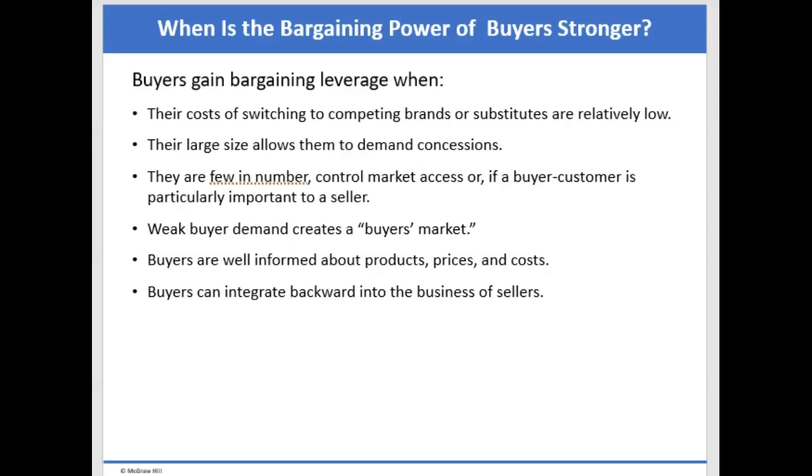All right, you've got to make the change. Even if they're few in number, they can control market access, right? If the buyer, a customer, is particularly important to the seller, then even though they're a small number, they can still control it, right? But what if there's a weak market demand, which can create a buyer's market, right? Because of the buyer's actions, etc. So there are some other examples listed on that slide.